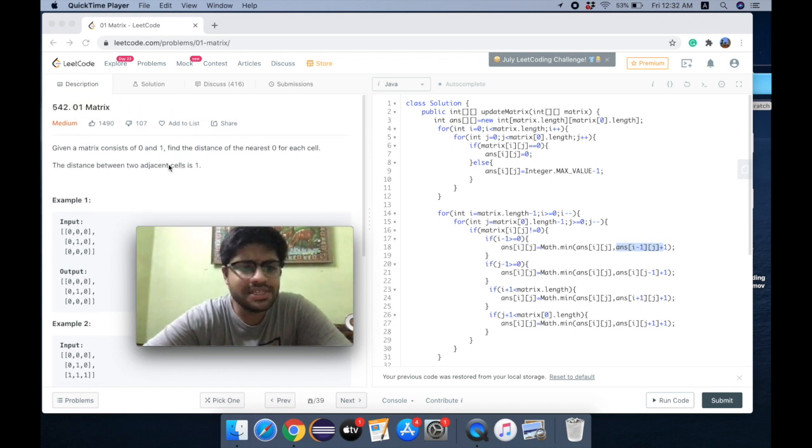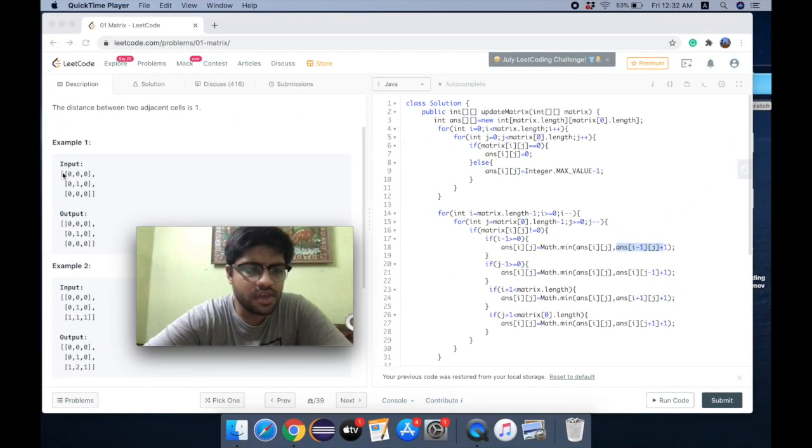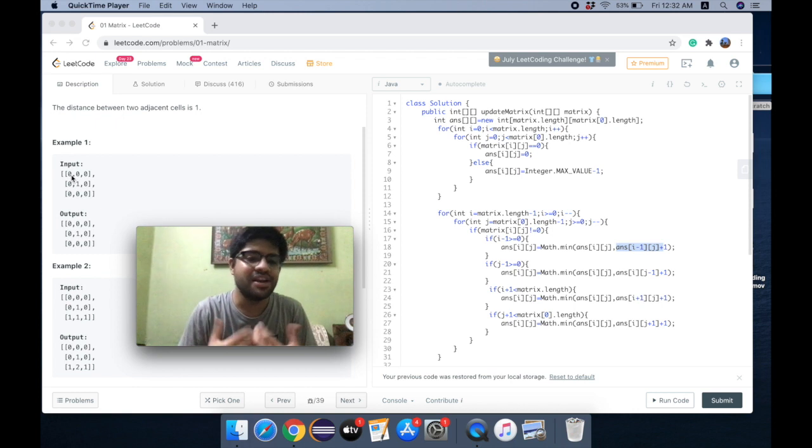So the problem is that you are given a matrix that is made up of only zeros and ones. You need to find out the distance of the nearest zero from each number of this matrix. So let's say here we have a 0, and we need to find out the distance from 0. So we'll put 0, because 0 is already present at that location, so the distance is 0, right?